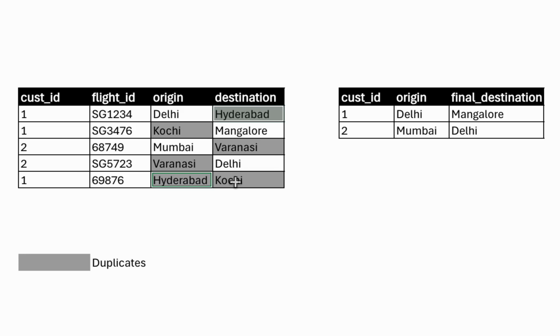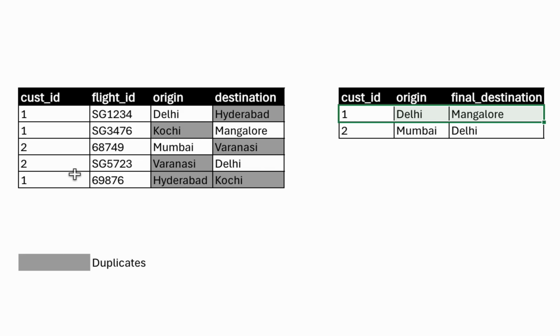And again, if you check, now his destination is Kochi, and from Kochi he is going to Mangalore. So you can see this Kochi is duplicate. So I have again highlighted this in gray color. Now we have two rows. In the first row, origin is not highlighted, whereas in the second row, destination is not highlighted. So for this customer ID 1, we are getting one row in our output, where the origin is Delhi and the destination is Mangalore. So you can see this in our output. This is why this is in our output.